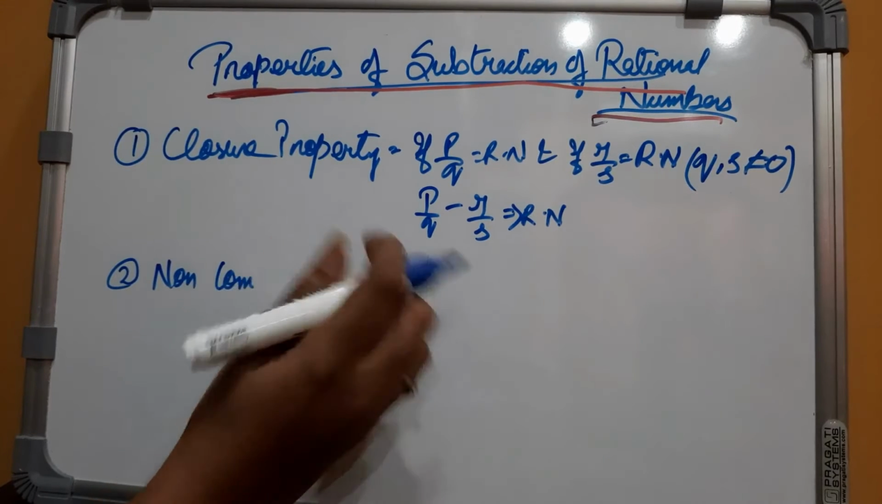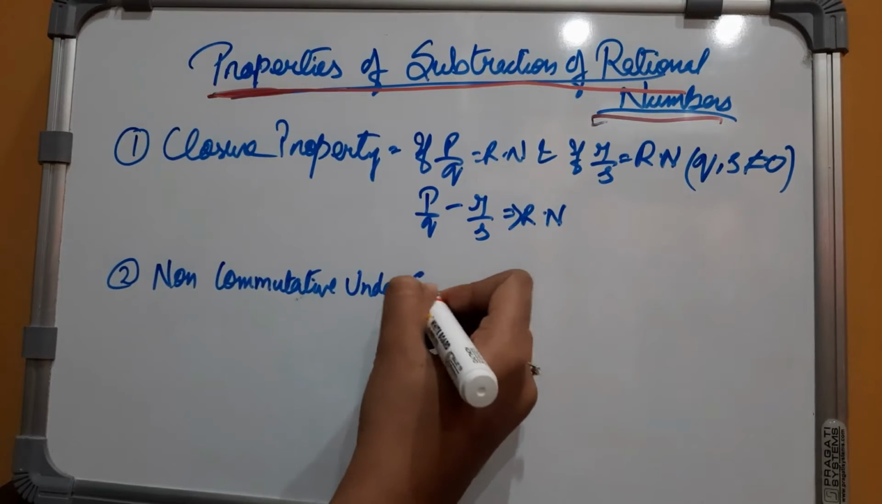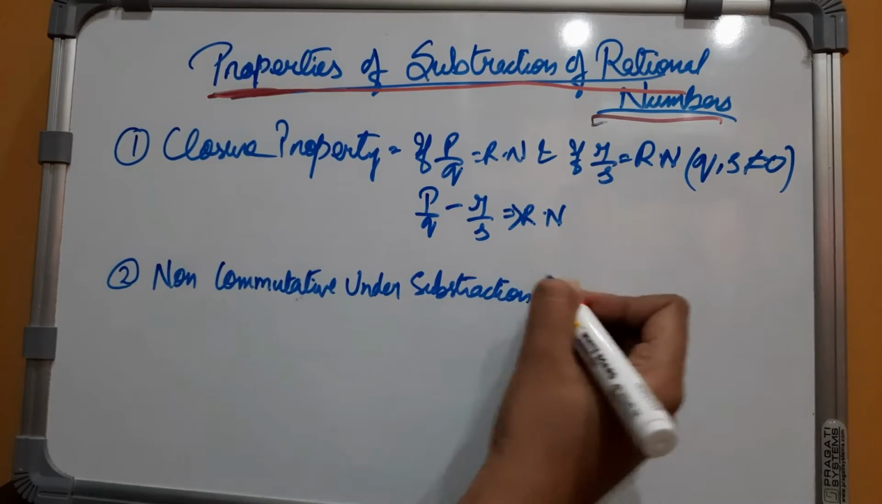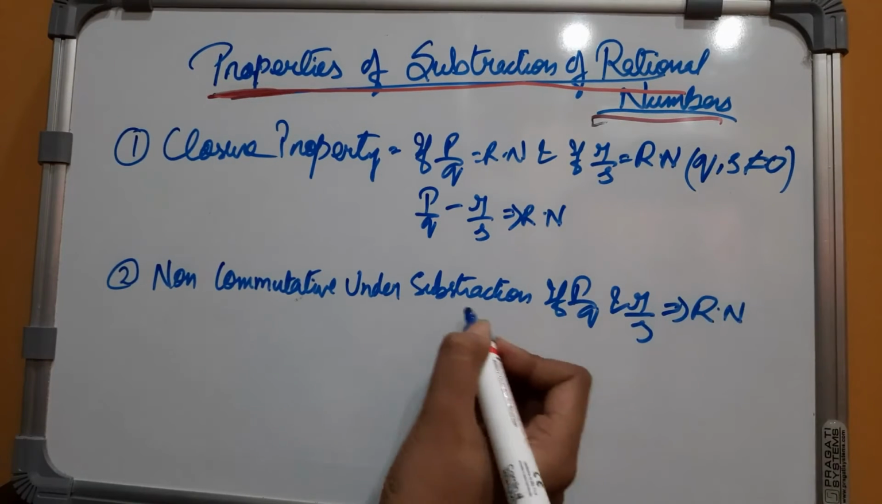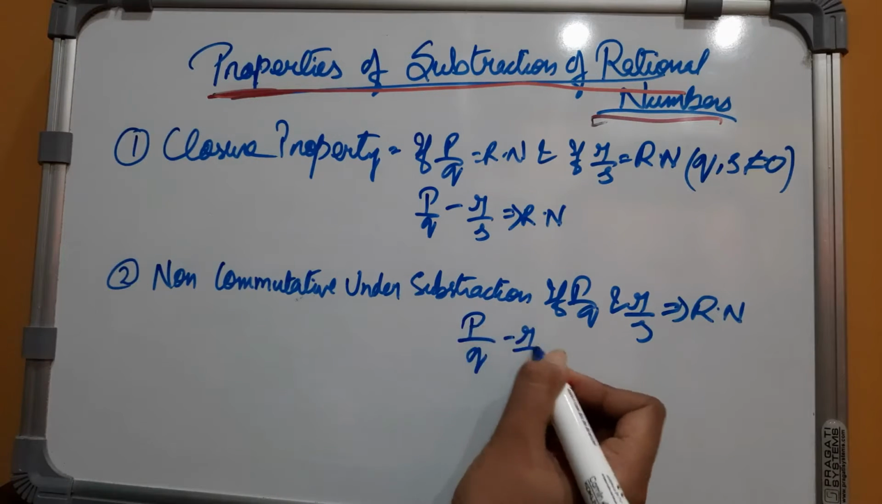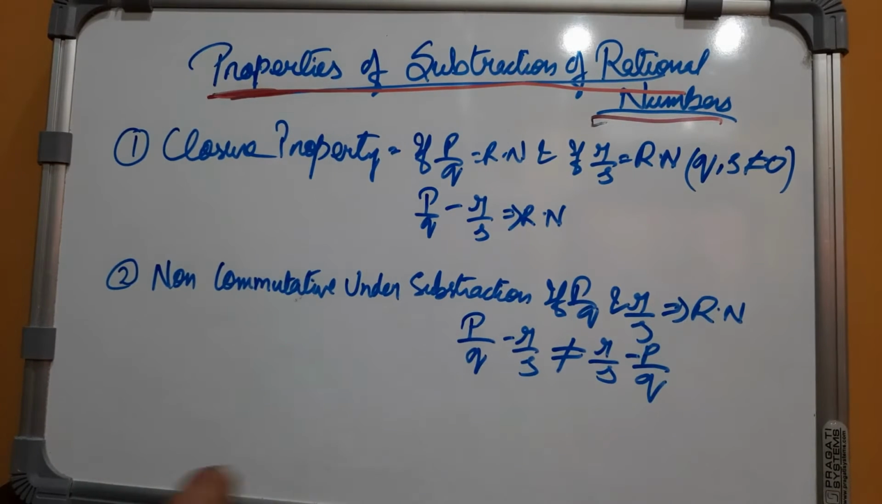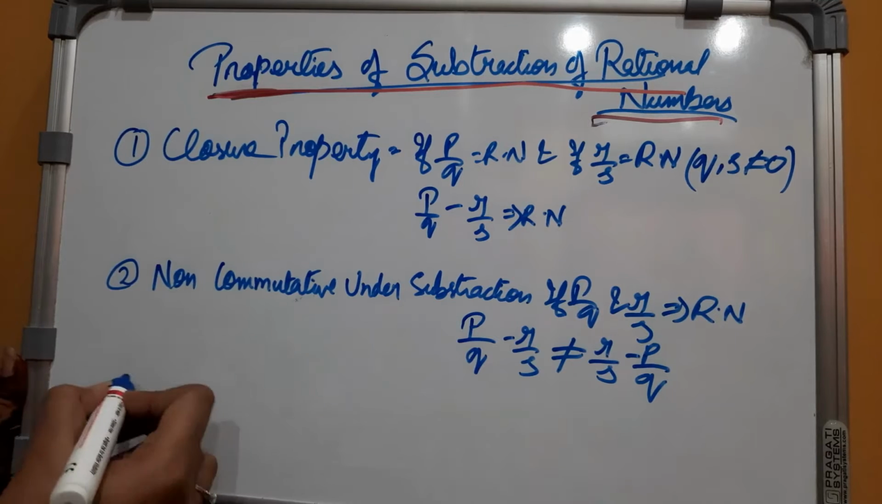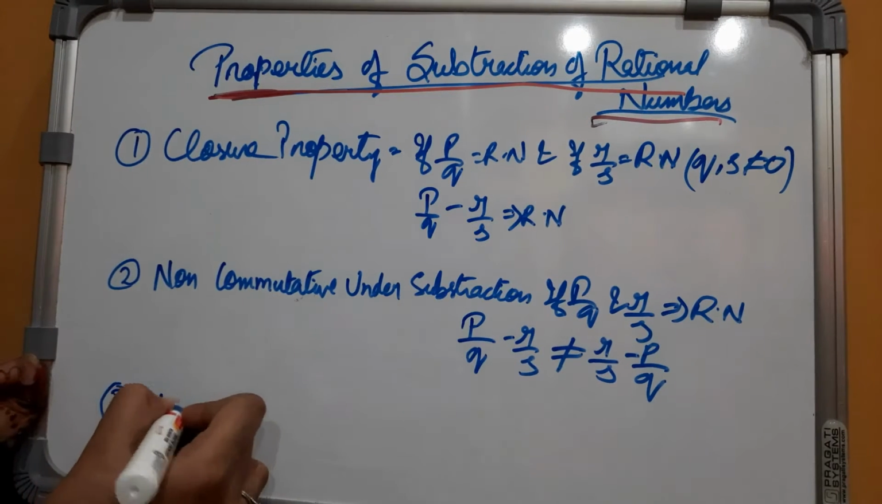Next is the non-commutative property under subtraction. This states that if two fractions p by q and r by s are rational numbers, then p by q minus r by s is not equal to r by s minus p by q. Now the third property is non-associative under subtraction.